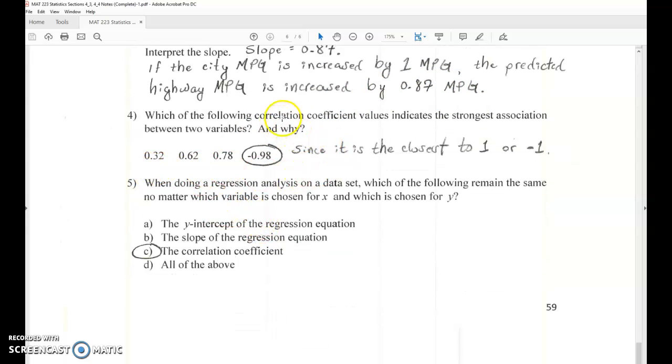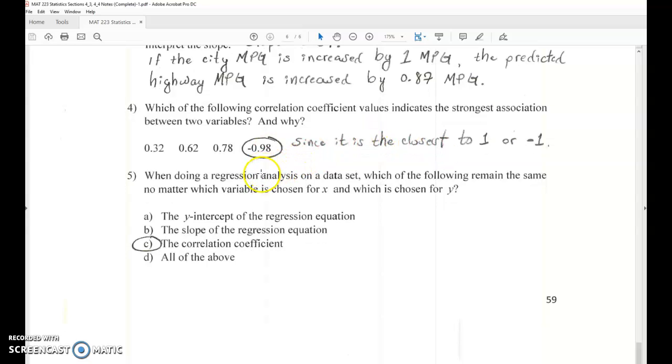Which of the following correlation coefficient values indicate the strongest association between two variables? Often we ignore the negative sign thinking, oh, that's a bad thing. But remember, anything close to -1 or +1 is a strong association. If it's close to -1, it's a strong negative association. If it's close to +1, it's a strong positive association. So this is the closest value to -1 or 1. 0.78 is the closest positive value to 1, but negative 0.98 is closer to -1 since it is the closest, okay?